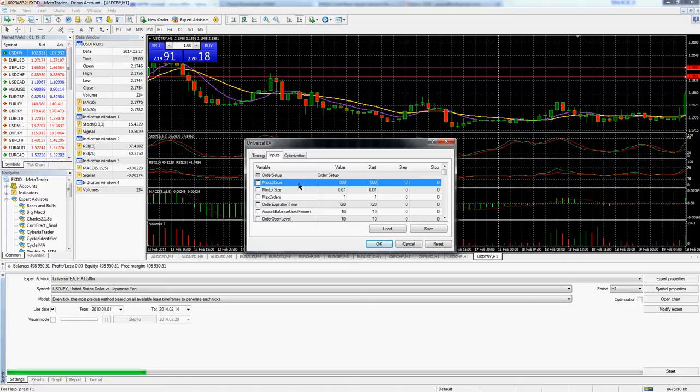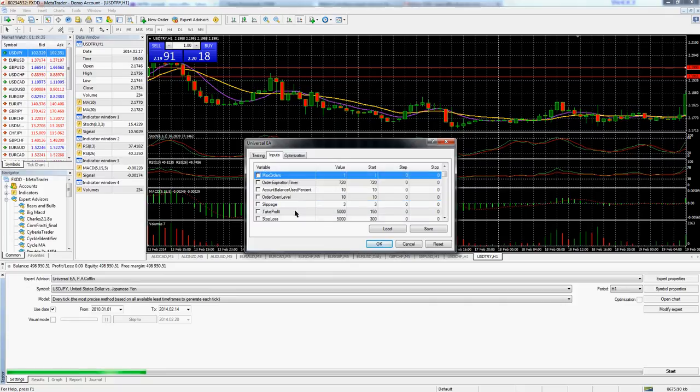So you have an order setup. You have a max lot size, which is the maximum amount a lot size can be. 500 is the default maximum. You can increase it through your broker. 0.01 is the minimum. There's no way to go less than that. Maximum orders is the maximum number of orders you can have opened.